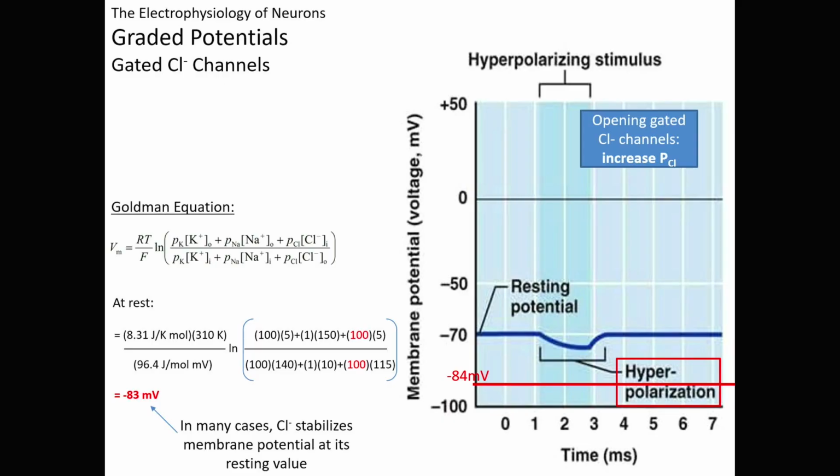But why didn't it touch that red line? The answer is that you still have these other ions trying to push things towards their equilibrium potential. So even though you've made it easier for the chloride to get closer to its equilibrium potential, it doesn't get all the way there, because those other ions are trying to push towards their own equilibrium potential.